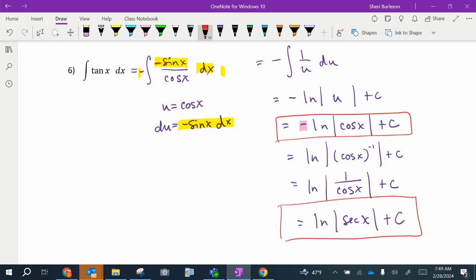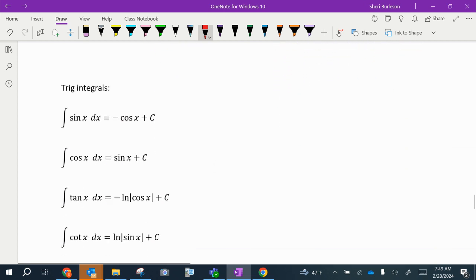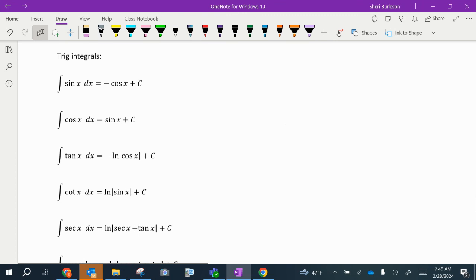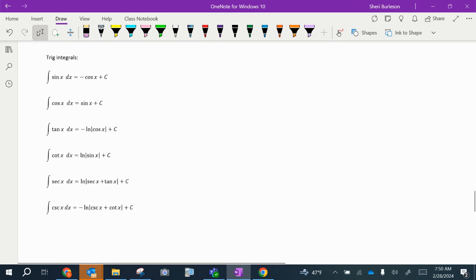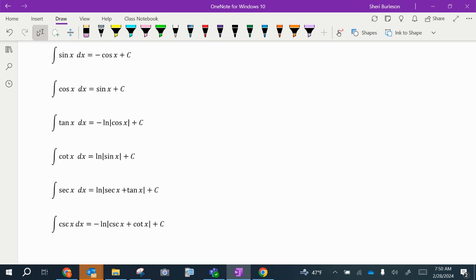So let's review our antiderivatives of trig functions. So the trig integrals here, we already know the integral of sine of x dx is negative cosine of x plus c, and we know the integral of cosine x, and we now know the integral of tangent of x. It's either that form or the other form. Cotangent of x should not surprise you that it is in a similar form to tangent of x, and then the integral of secant x dx and the integral of cosecant x dx you can see there.